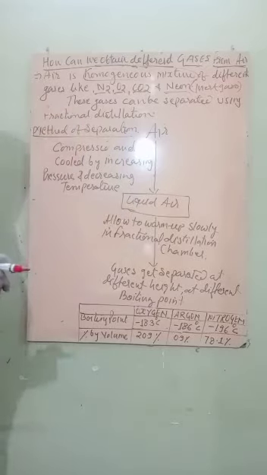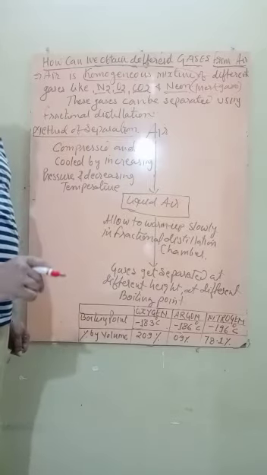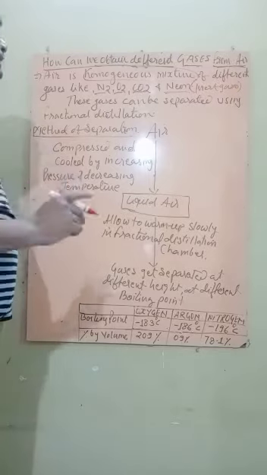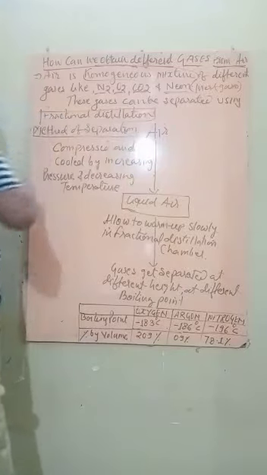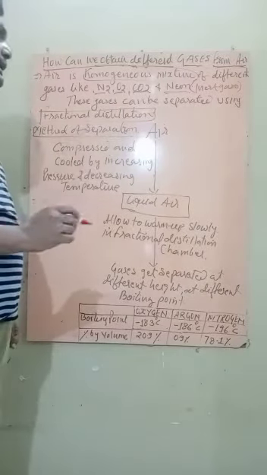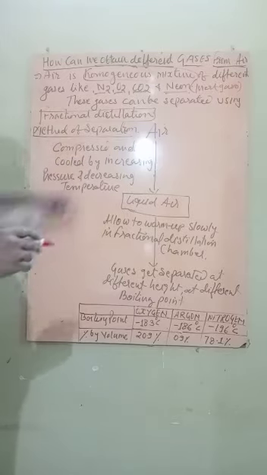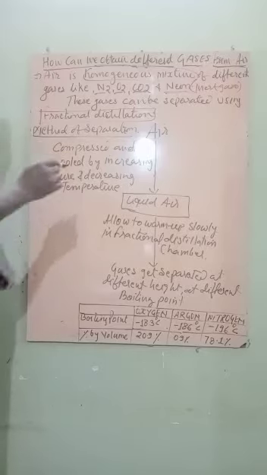So again, I told you, if there are more than two types of components present in a mixture, then we have to utilize which technique? Fractional distillation. So again, we will utilize the fractional distillation technique to separate the different components of gases present in the air. For this, what do we have to do?